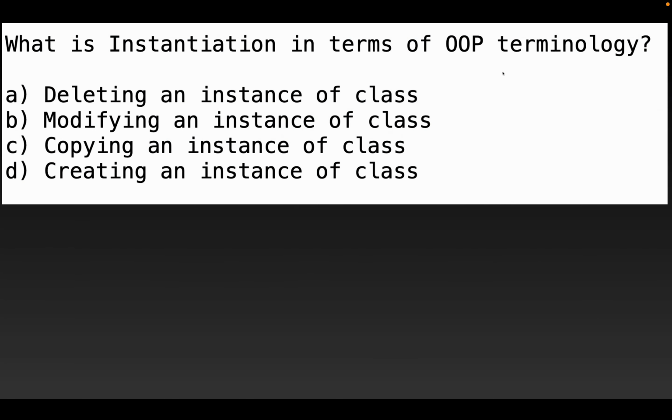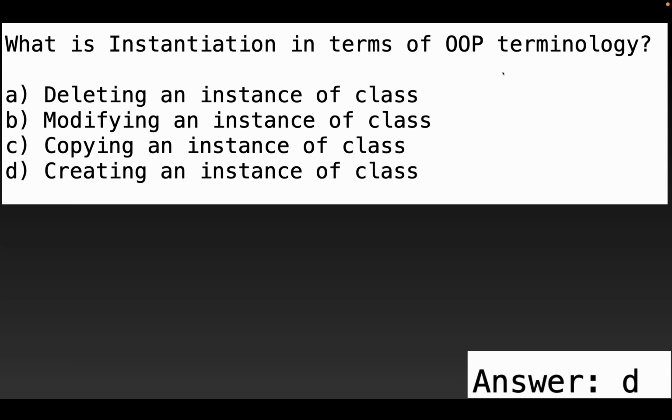Now take a look at the next question. What is instantiation in terms of OOP, meaning OOPS terminology? In the previous question, I told you instantiation is the creation of the object. So can you check which of the following options is correct? The last option, option D, is correct: creating an instance of a class.